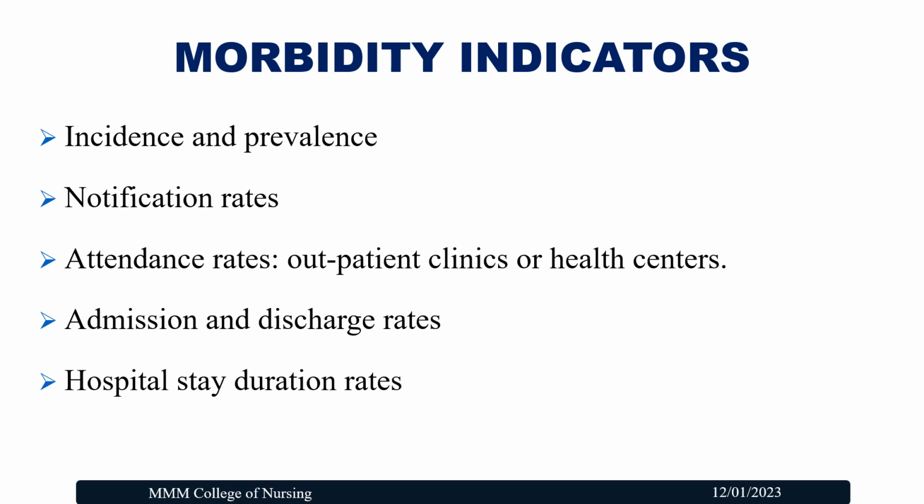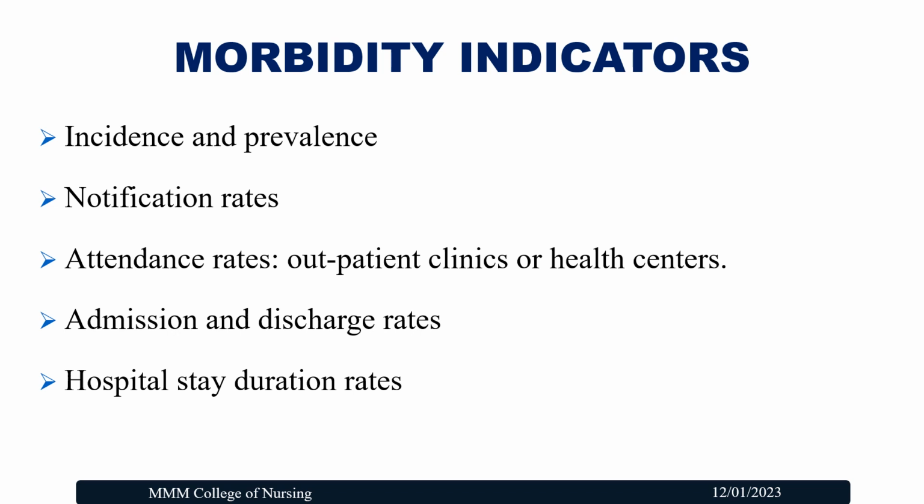Next is notification rate. That is the number of cases which are notified to the national health authorities during a specified period of time per 1 lakh population. For example, if you want to know the notification rate of tuberculosis, it is the number of TB cases, including new cases or relapsed TB, notified to the national health authorities during the specified period, maybe 6 months, 3 months or a month, per 1 lakh population.